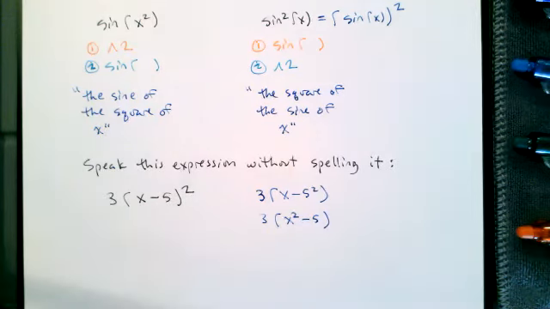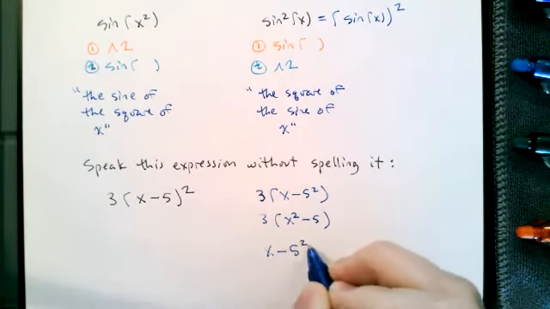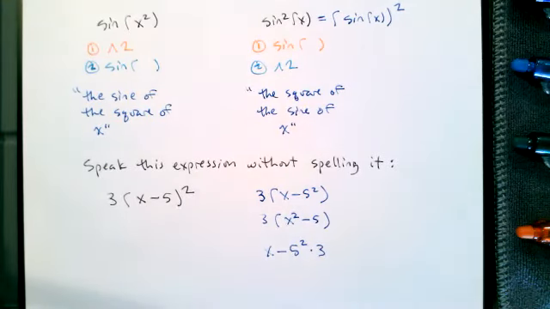X minus 5 squared multiplied by 3. That's not what I wanted. That won't do it either. 3 multiplied by the exponent of x minus 5 to the second. No, that won't do it, because what's going on there is 5 to the second. So this is the good one.